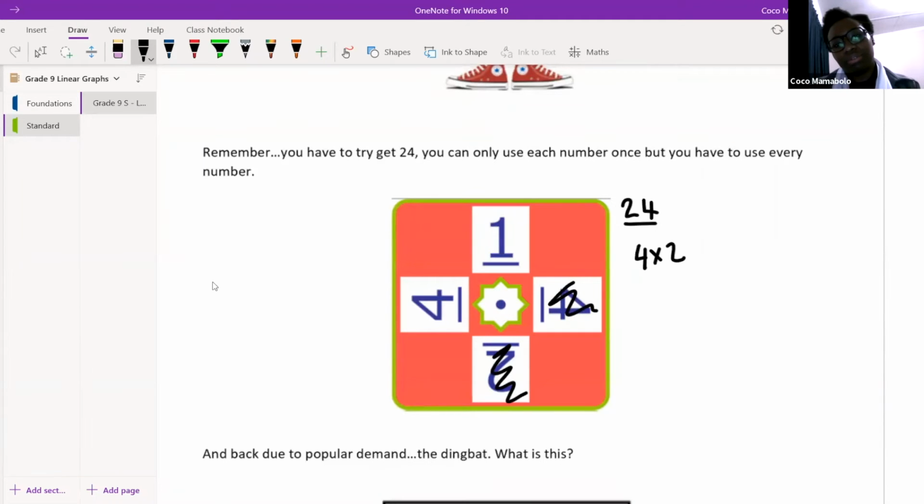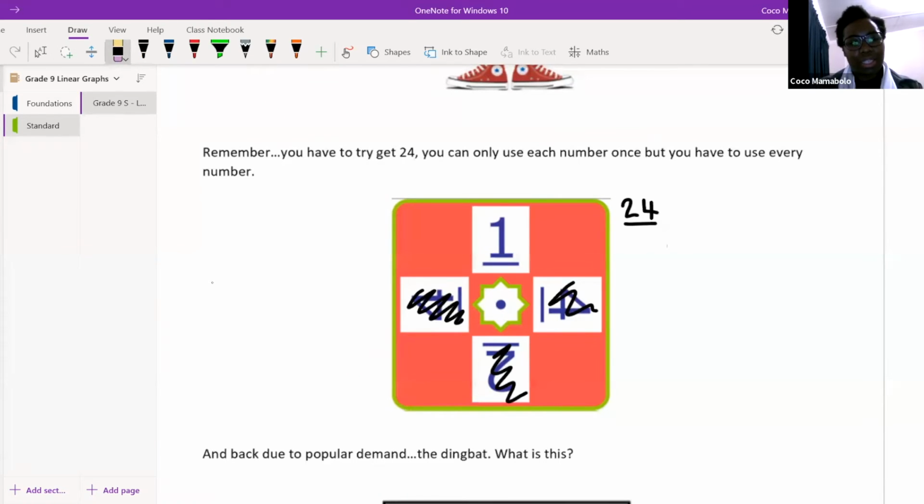Times that by 4. So 4, and then times 2 is 8, times 4, that's going to give us 32. Oh, wrong way. And then I times that by 1. That's going to give me 32 again. Yeah, so not quite. Not quite. Okay, who can get this one?